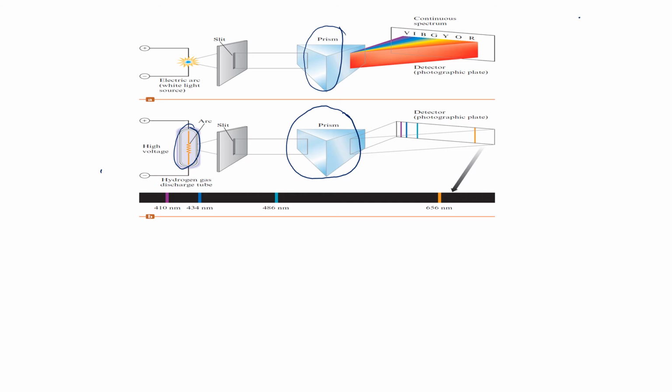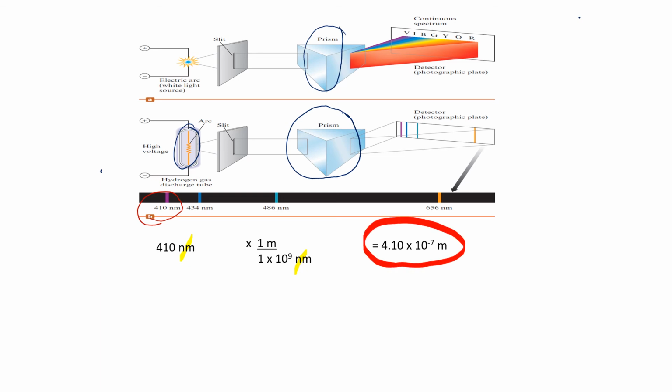What we're going to do is calculate the frequency of 410 nanometers. We want to do it for the line that has the most energy, which is the shortest wavelength. With that 410 nanometers, I have to convert it to meters, and I'll talk about why in a second. We've done conversions in class. Remember, 1 times 10 to the 9th nanometers is 1 meter. So I end up with 4.10 times 10 to the negative 7 meters. The only thing I did was convert nanometers to meters.